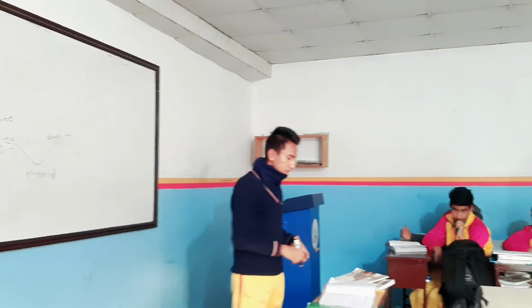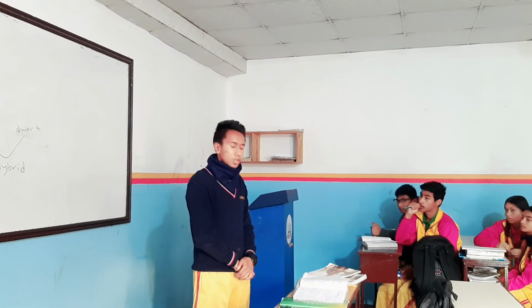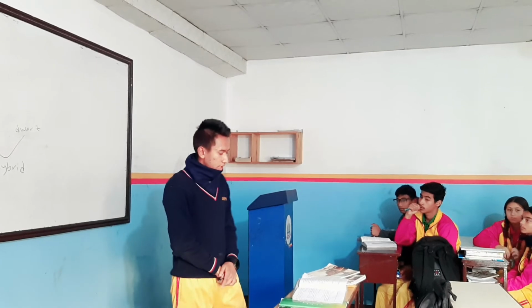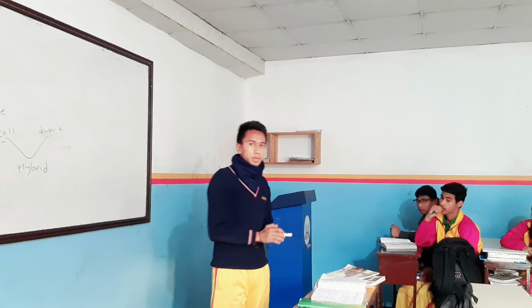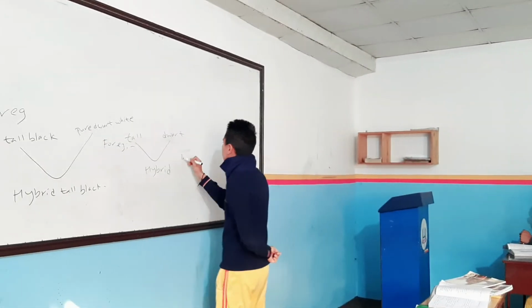And our next topic is dominant character. The character that is expressed by covering the other character is called dominant character. For example, it is denoted by a capital letter like B for black.